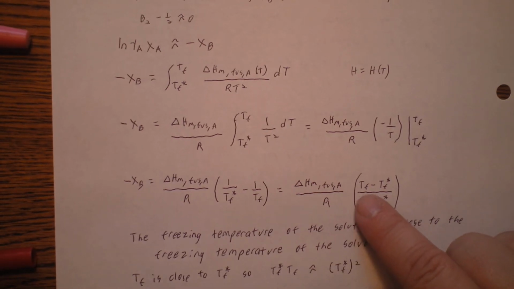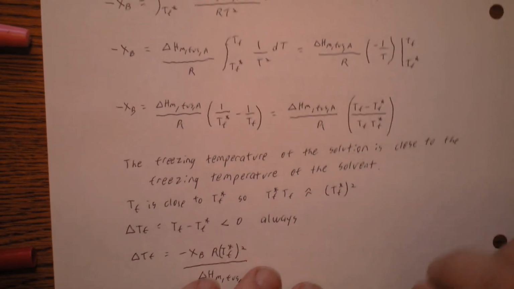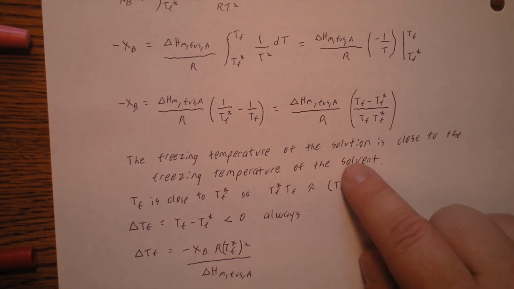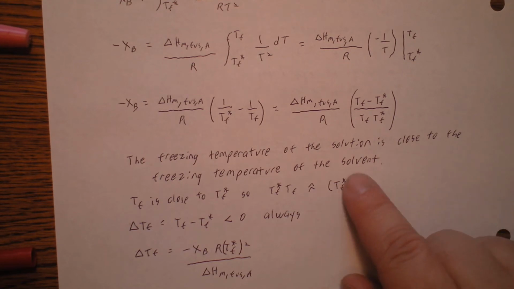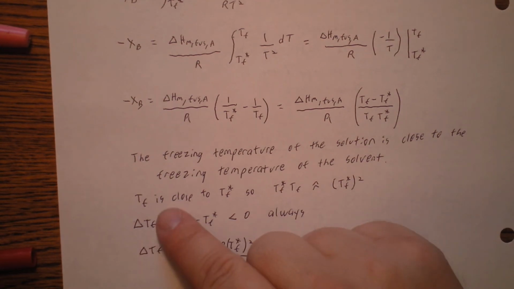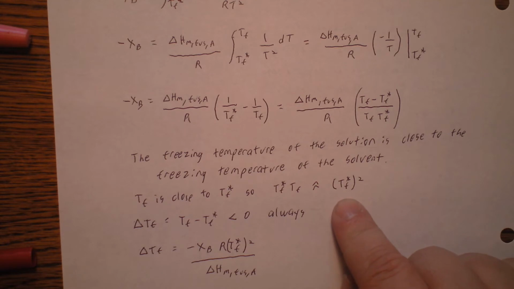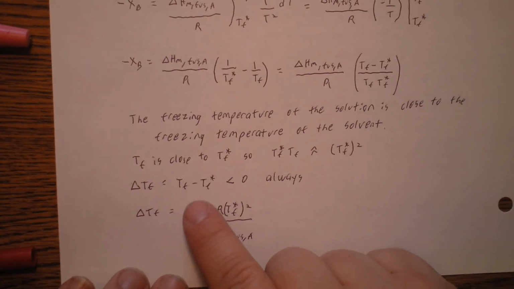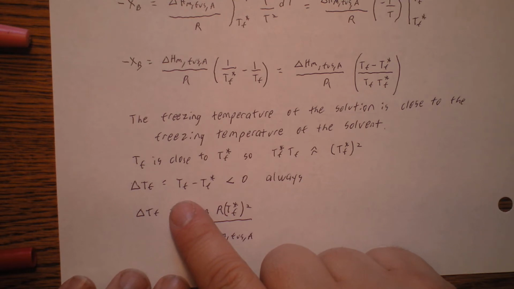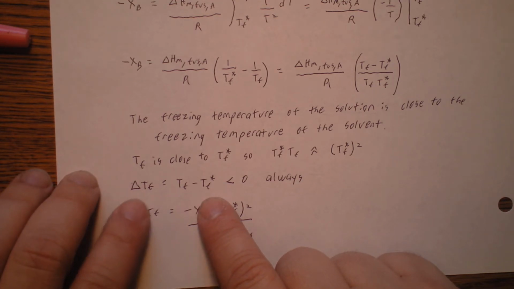It's going to be TF minus TF star divided by TF times TF star. So the freezing point temperature of the solution is close to the freezing point temperature of the solvent. So TF is close to TF star. So we could say that TF star times TF is roughly equal to TF star squared.